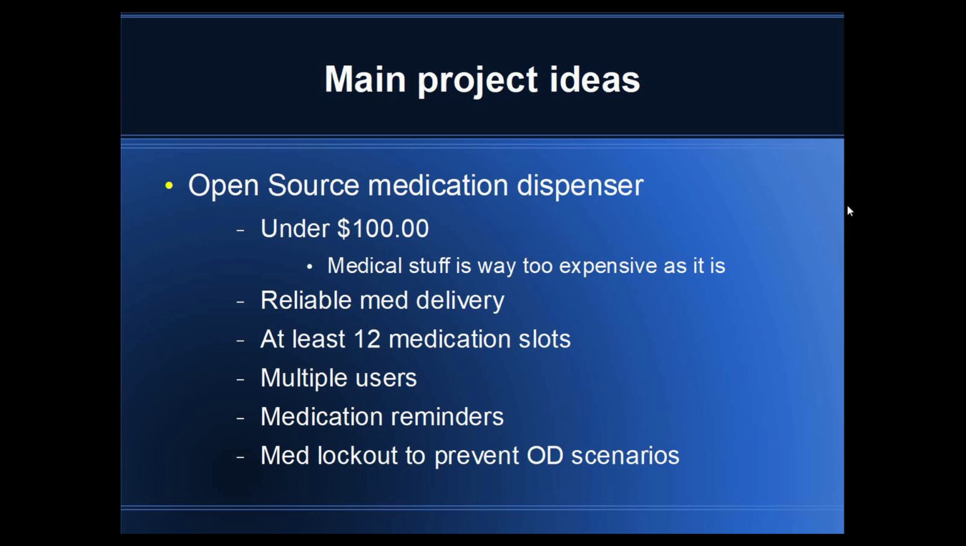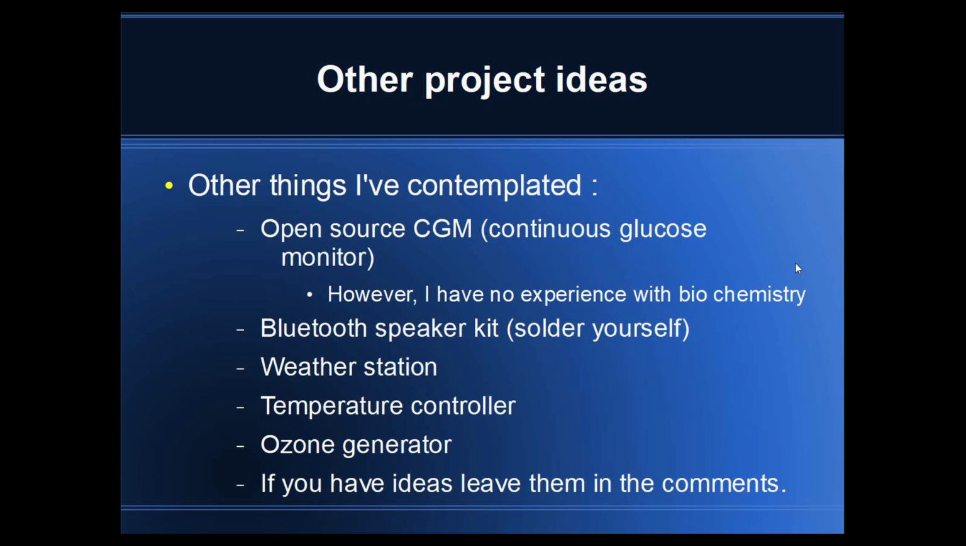The other one would be a medical lockout to prevent overdose scenarios. Specifically, I'm thinking elderly people, people with Alzheimer's, so on and so forth. So there's that. Let me know what you think in the comments about this. Things to make it better, things that I haven't thought of here, that would be great.